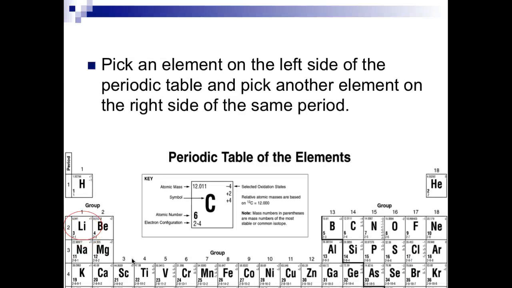So what we could do is we would look. We're going to pick an element on the left side of the periodic table and pick another element on the right side of the same period. So we're going to pick period 2. We're going to look at lithium on the left and fluorine on the right.